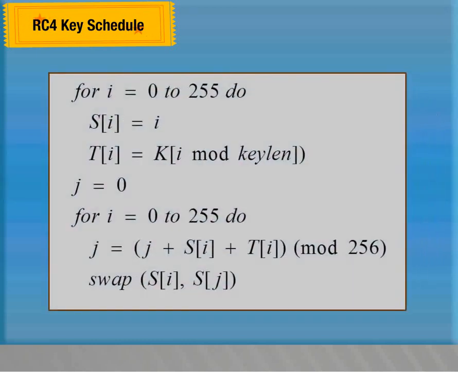For i equals 0 to 255, do S[i] equals i, T[i] equals K[i mod keylen]. j equals 0. For i equals 0 to 255, do j equals (j plus S[i] plus T[i]) mod 256. Swap S[i], S[j].